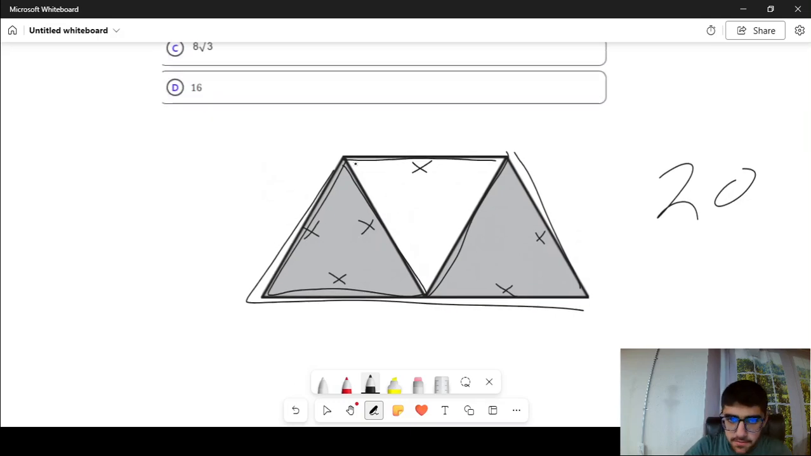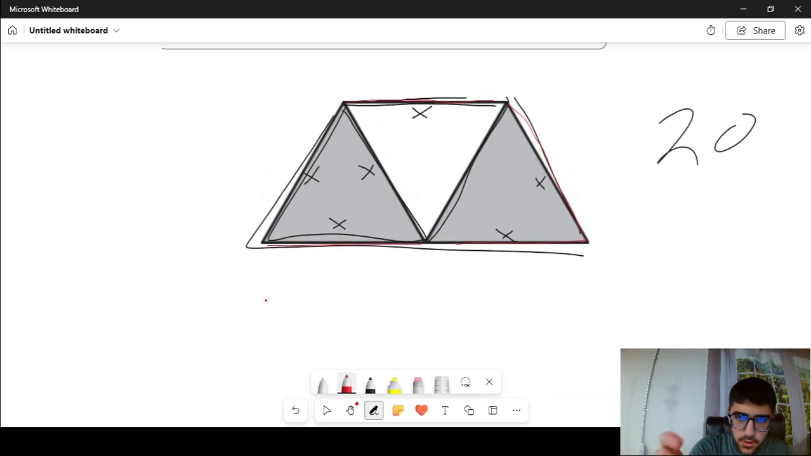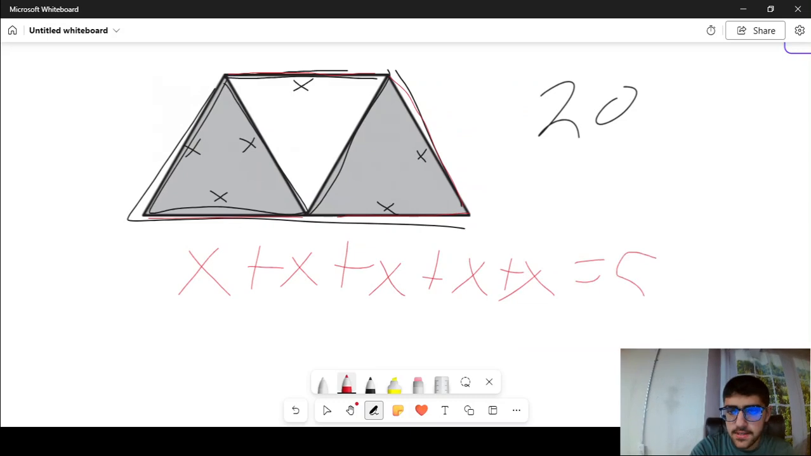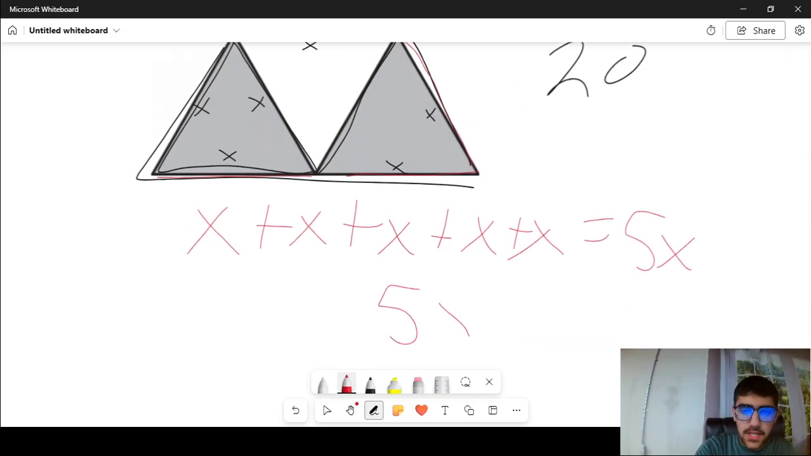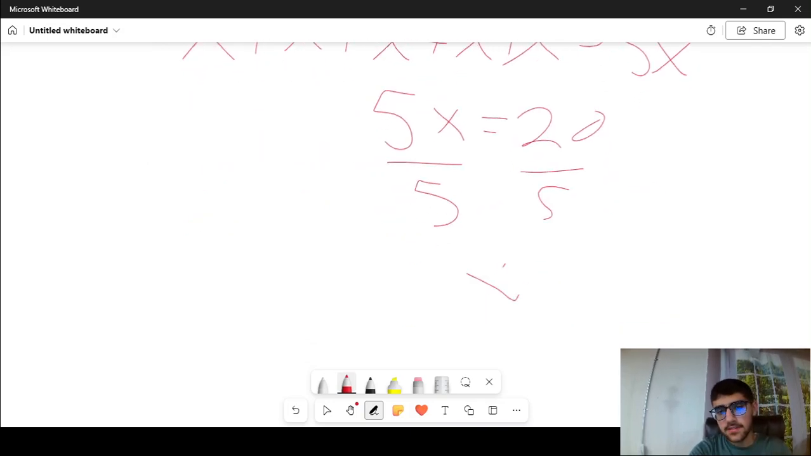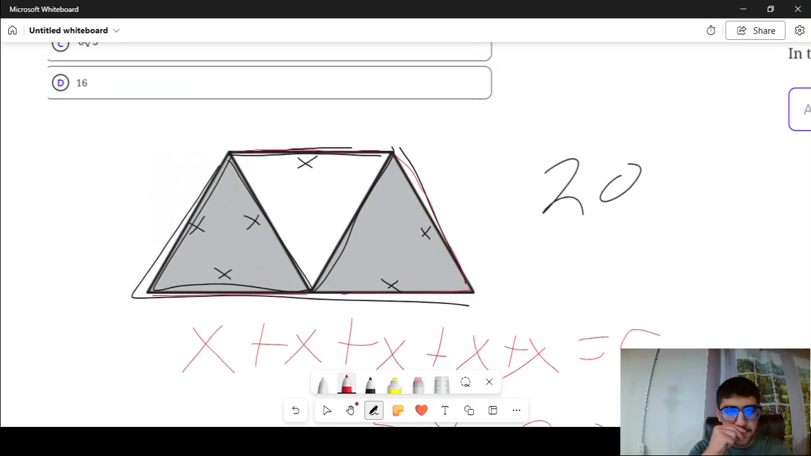I can say that, okay, if this top part is x, let me do that in red. So if this top part is x, this top part is also x, and this x and x, I know that the perimeter is equal to x plus x plus x plus x plus x, which is equal to 5x. And then I say 5x is equal to 20. Then I can solve for x, so I divide both sides by 5. And then I know that x is equal to 4. So each side length is equal to 4.